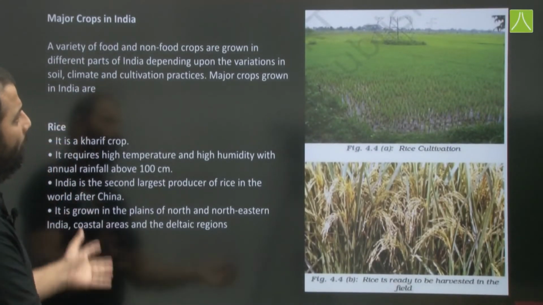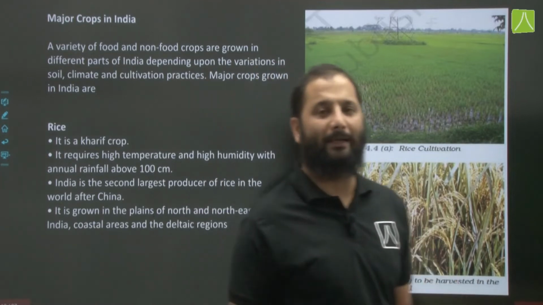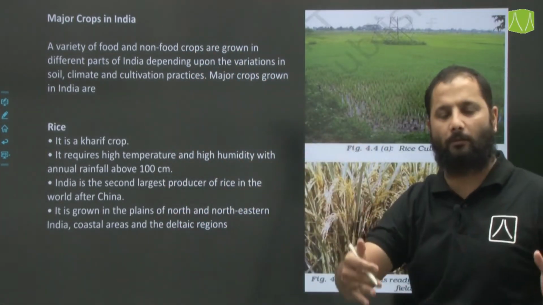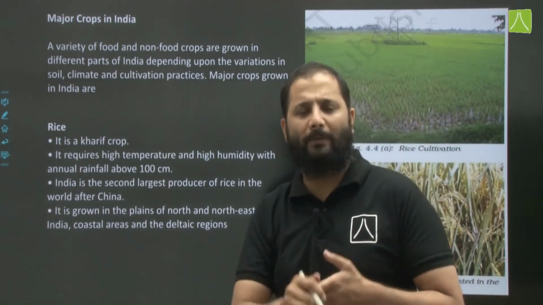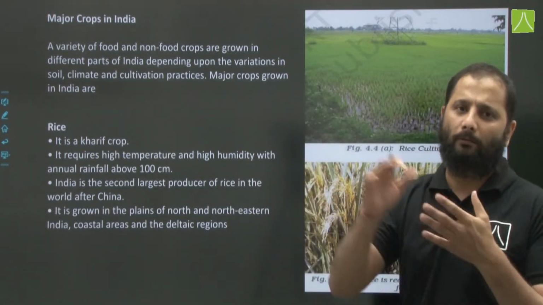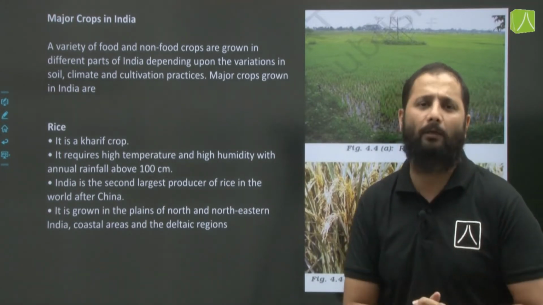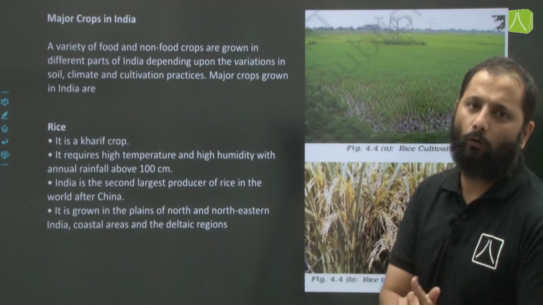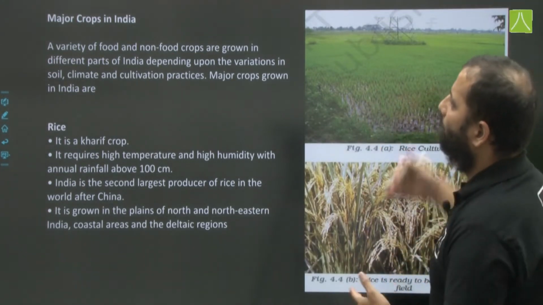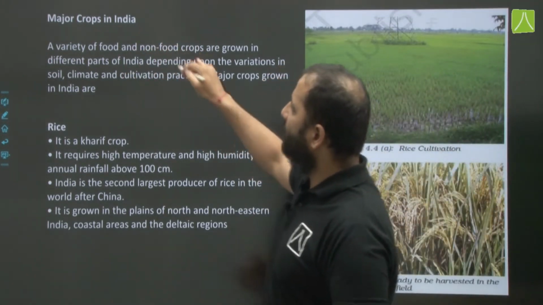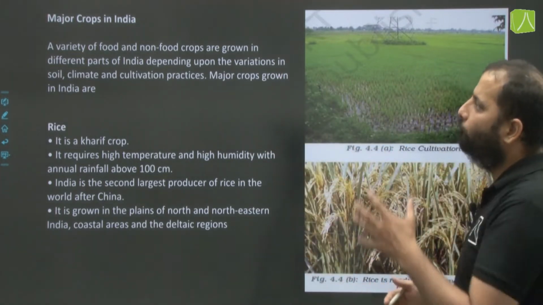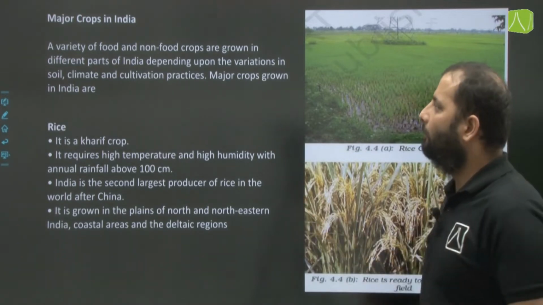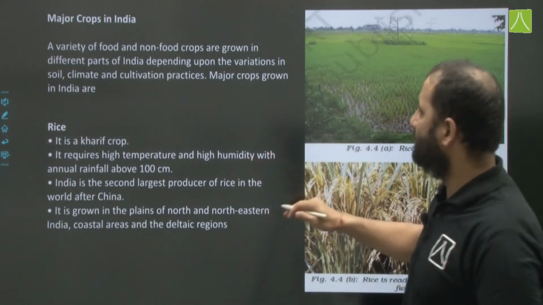Now, coming to the next topic, that is, what are the major crops in India. Here we will be looking first at rice and wheat, and apart from that some of the fiber crops, and later on some of the horticulture crops which are grown in India. That is how we will be taking this part. Major crops in India, that is, a variety of food crops as well as non-food crops, are grown in different parts of India depending upon the variations in soil, climate and cultivation practices.